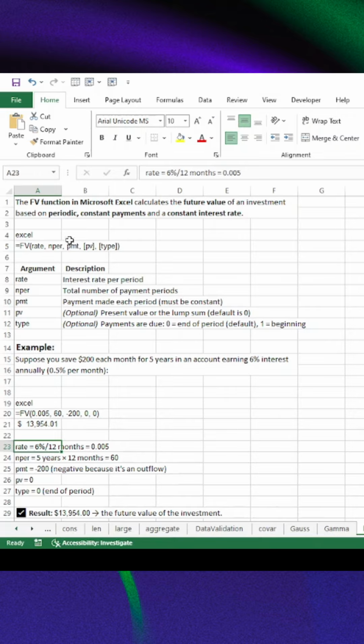So this future value function is really useful. It can return you the future value of an investment, where you're putting in periodic payments that are consistent each month, and then with consistent payments and interest rate throughout that period.